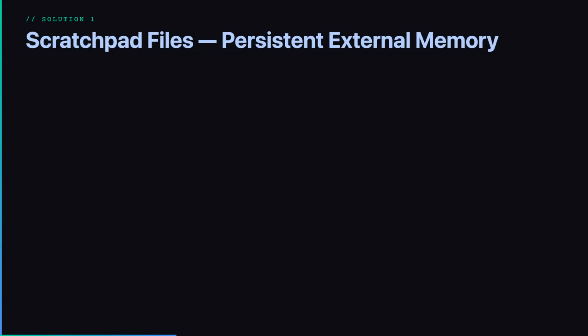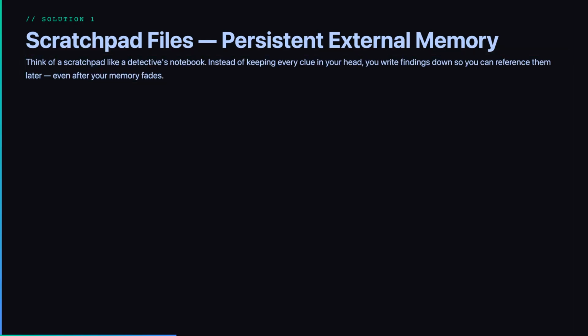The first solution is scratchpad files, persistent external memory for your investigation. Think of a scratchpad like a detective's notebook. Instead of keeping every clue in your head, you write findings down so you can reference them later, even after your memory fades. The agent writes key discoveries to a file as it finds them.